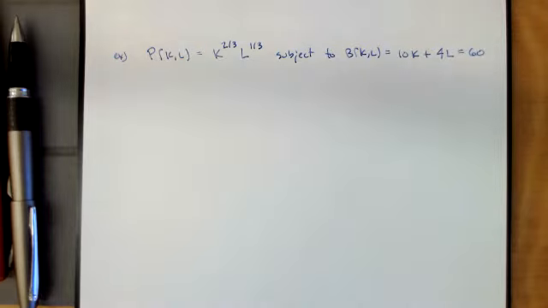I want to maximize my production, and it's subject to this constraint. Apparently, each capital unit costs 10, and each labor unit only costs 4. So I could spend my 60 unit budget on 6 units of capital, but then I would have 0 labor, and my total production will be 0.